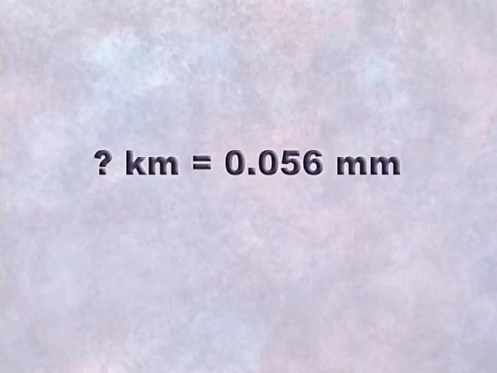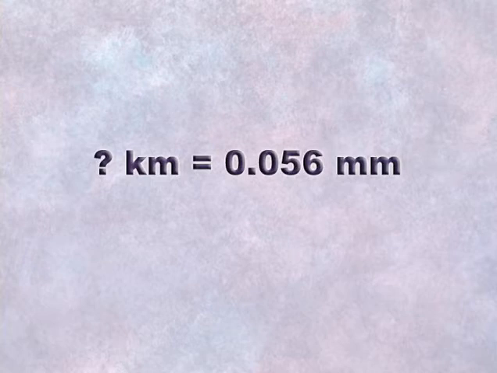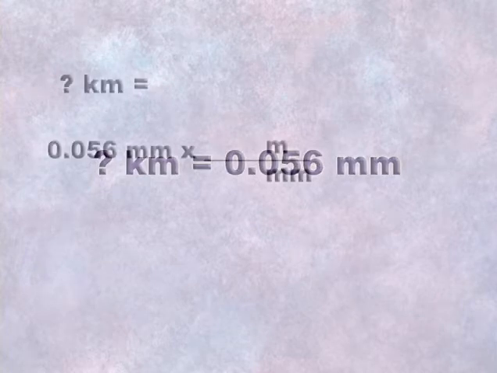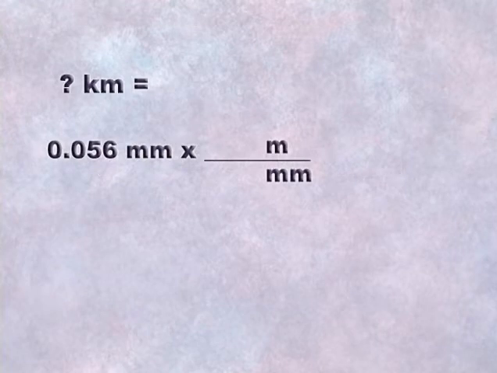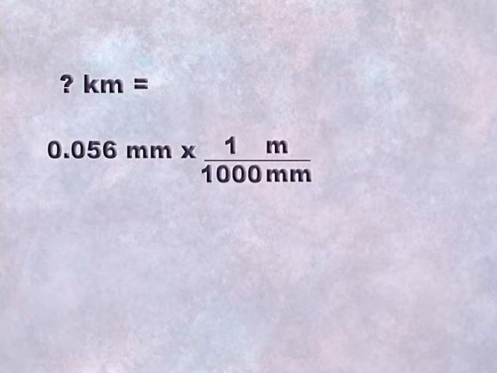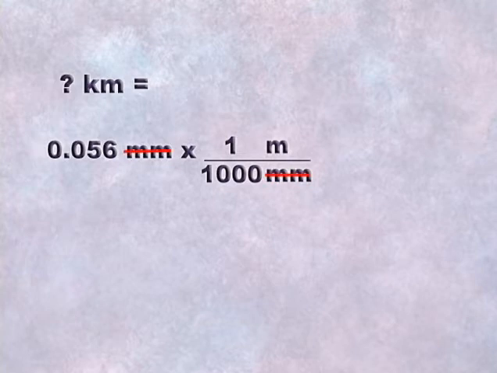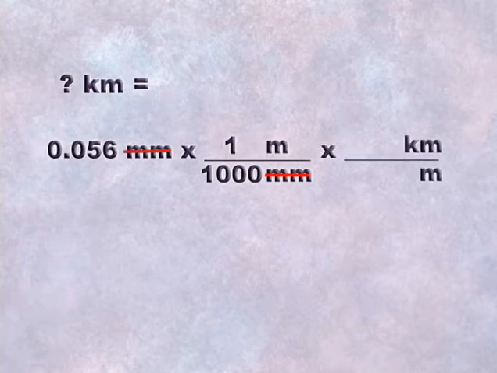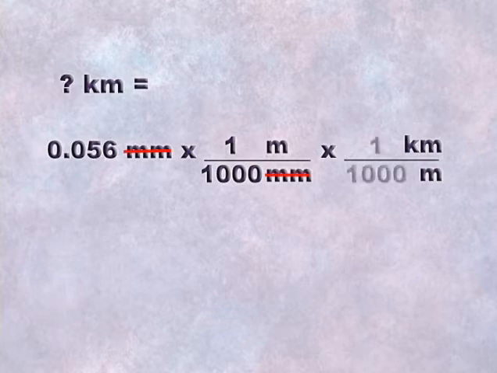Let's make sure you set it up correctly. We set up the problem as how many kilometers equals 0.056 millimeters. The first conversion factor must have millimeters on bottom and meters on top. Put in the fact that 1 meter equals 1,000 millimeters and cancel out the millimeters. Next, we need a conversion factor that will cancel out meters and convert to kilometers. So meters goes on the bottom and kilometers goes on top. Put in the fact that 1 kilometer equals 1,000 meters and cancel out the meters.